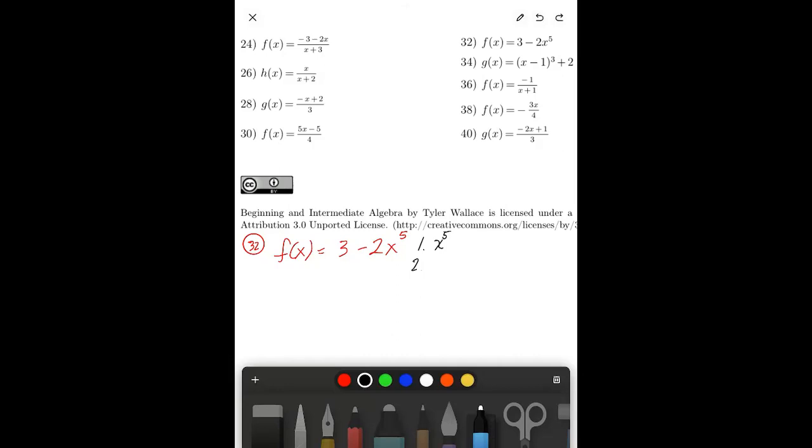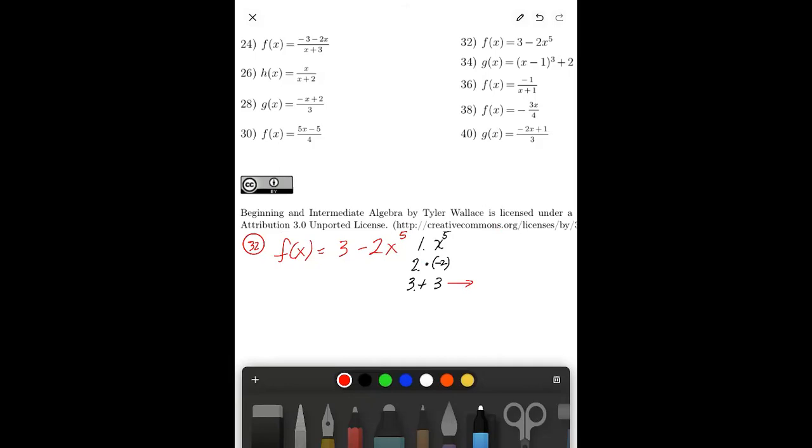Or let me just do it this way. Let's put a little dot. And then we're going to say we're multiplying by a -2. And then the third thing that I'm doing is adding a +3. So those are the three things that, according to PEMDAS, we are doing. Now we are going to do the inverses.